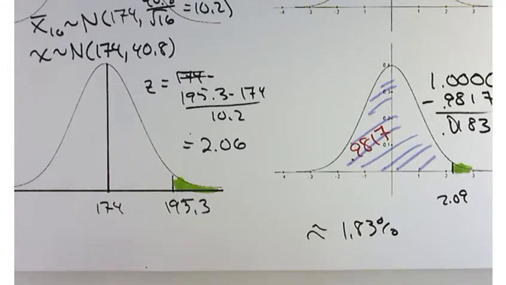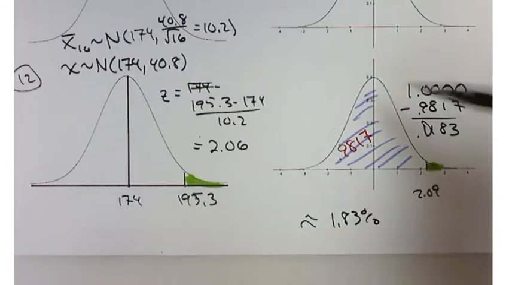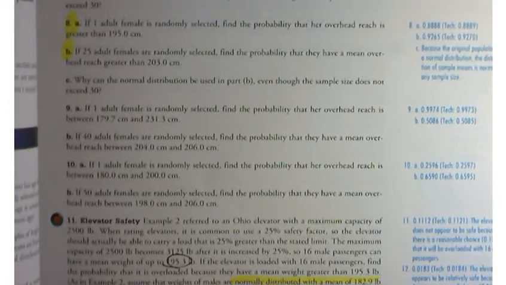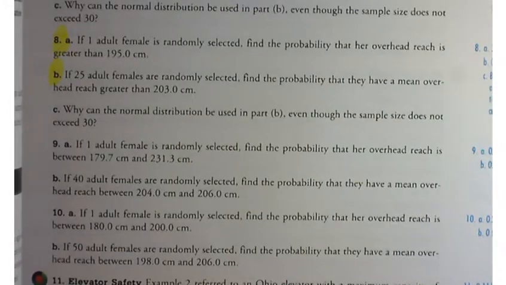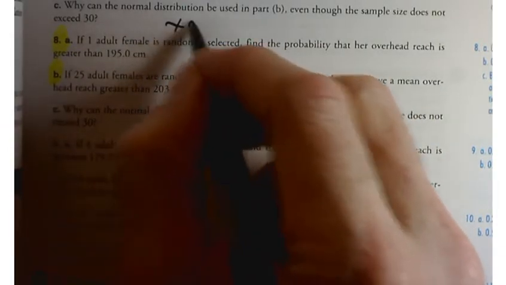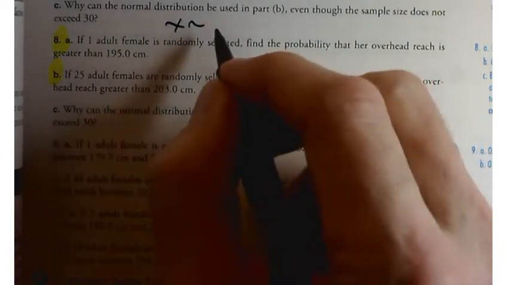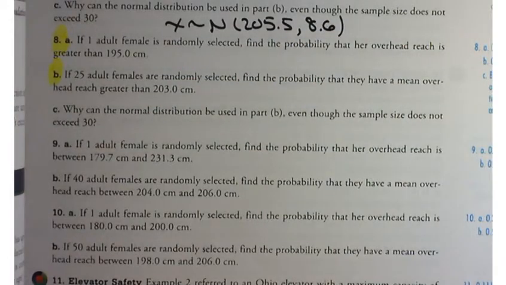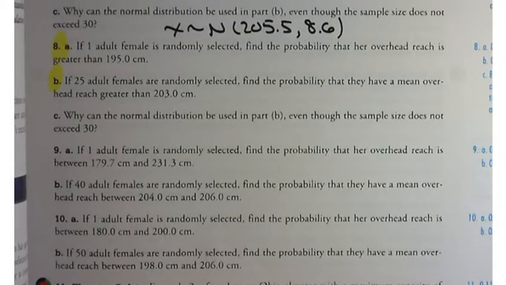Before I give you problem number 8, is there anything else you'd like to discuss from problem number 12? Okay, so let me put up problem number 8, have you work on it. There are 2 parts to problem number 8. Keep in mind with problem number 8, you're again working with an overhead reach, which is normally distributed with a mean of 205.5 centimeters and a standard deviation of 8.6 centimeters. So the first part, you're sampling from that distribution. The second part, you're taking a mean of 25 females and looking at what happens to them on average.